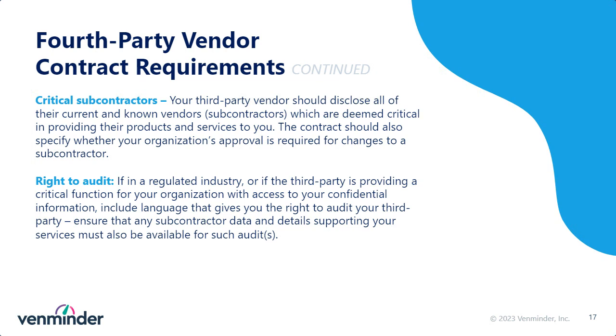Another is that right to audit. We've talked about right to audit a couple of times already today, but if you're requiring a right to audit on that third party and they're using a fourth party, a subcontractor, you want to ensure that the language requires that third party to also reach into the fourth party as part of that audit. If it's imperative to you with that relationship to ensure that it is a thorough audit, then it needs to be inclusive of any subcontractor processing that is done to support you as a part of that contract.